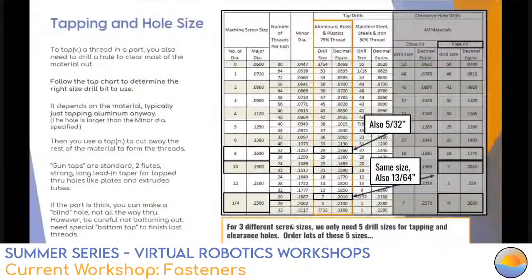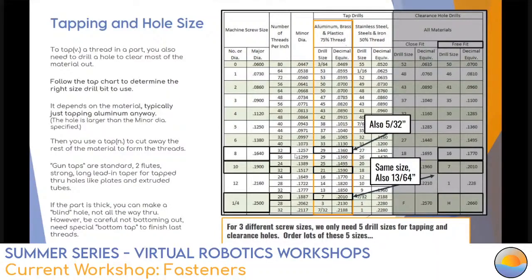So now let's go back to this tapping chart, and let's look at this middle section here. To tap a thread into a part, you also need to drill a hole to clear most of the material out. The size of the hole is going to be dictated by what I tried to show earlier about this minor diameter. The minor diameter of a 10-32 is 0.151 or 0.152, and for aluminum, which is mostly what we're going to cut here, or cut in robotics, you want to use 75% of the thread.